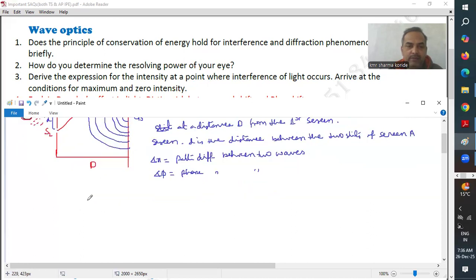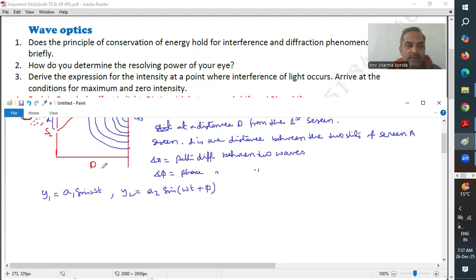Displacement of the first wave. Let us say A1 is the amplitude. Afterwards we make them equal. y1 equal to A1 sine omega t for the first wave, and because there is phase difference between the two waves, y2 equal to A2 sine of omega t plus phi.